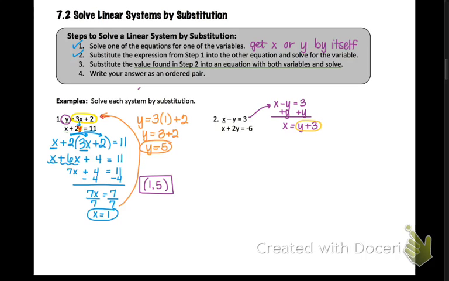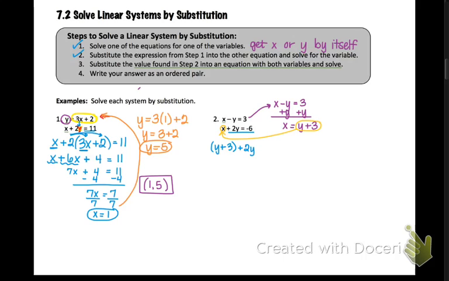Now, again, what we're going to do is we're going to take this y plus 3, and since that's what x is equal to, I'm going to come to the second equation and put that in here. So this is what that's going to look like. We're going to take out the x, and we're going to put in y plus 3. Then the rest of it's going to be exactly the same.